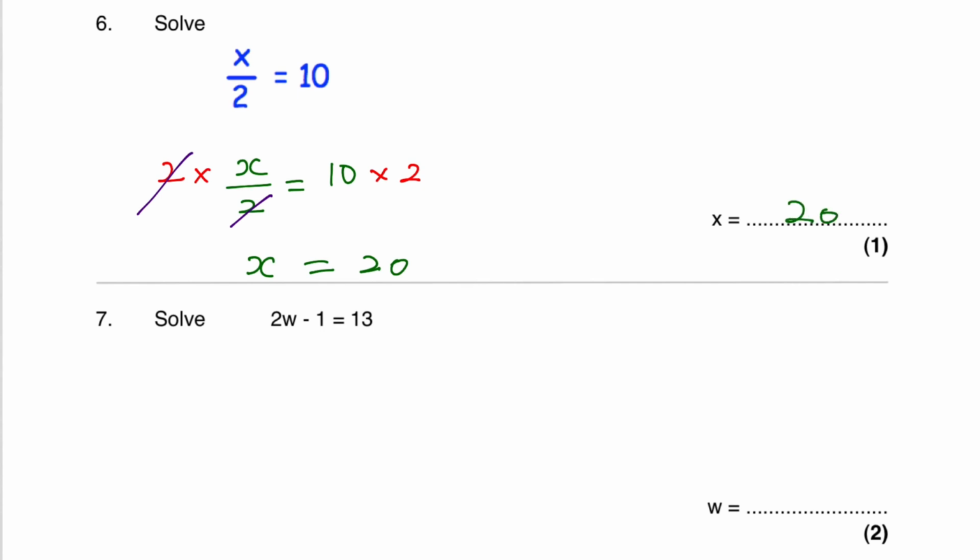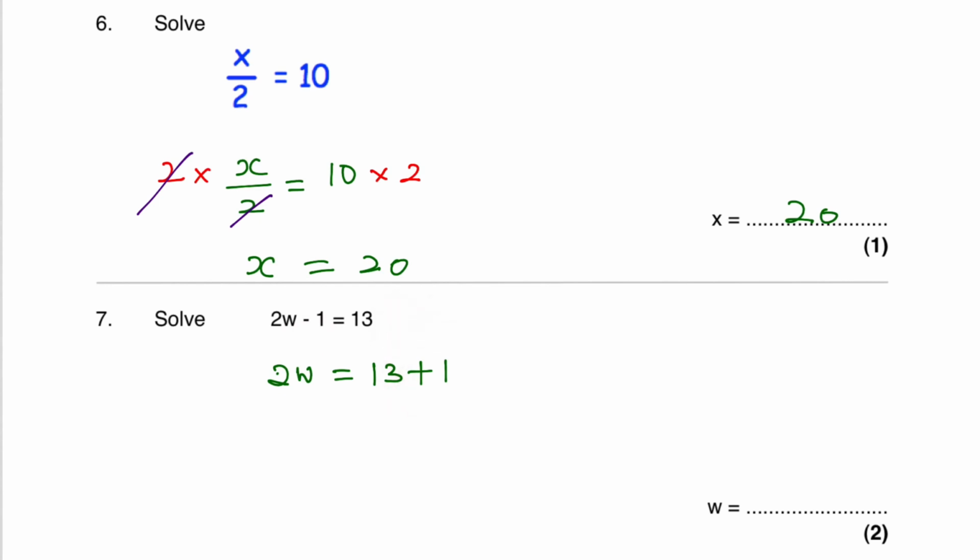Question 7. We need to solve 2w minus 1 equals 13. In this case, because I'm taking away 1, I need to add 1 to both sides to get rid of the minus 1 on the left-hand side. There are 3 terms here. 1, 2, 3. So I need to collect like terms by saying 2w equals 13 plus 1. So I have moved minus 1 from there to the right, and that becomes plus 1.